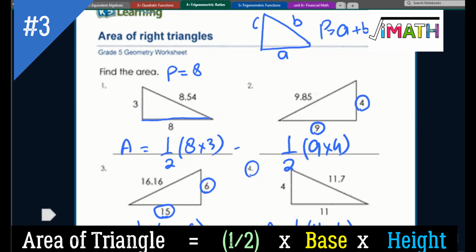So yes, the perimeter for this triangle is going to be, we can start from here, that is A plus 3 plus 8.54. That's going to be the perimeter. You don't have to calculate it here.